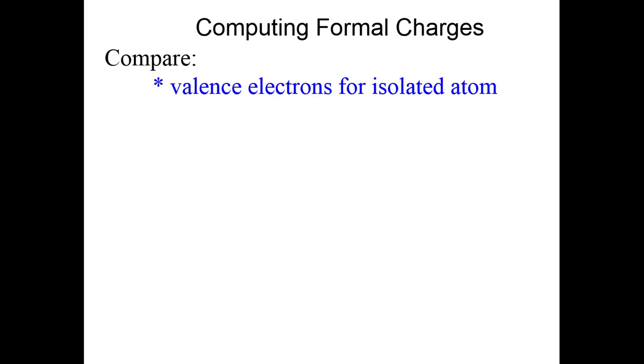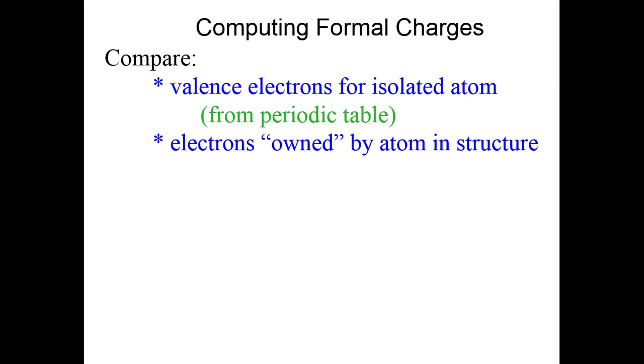When we compute a formal charge on an atom, we are comparing the number of valence electrons that an isolated atom would have, which is the number we get from seeing what group the element is in on the periodic table, with the number of electrons that are assigned or owned by the atom in the Lewis structure that we have drawn. Be careful, this is not 8 based on the octet rule.